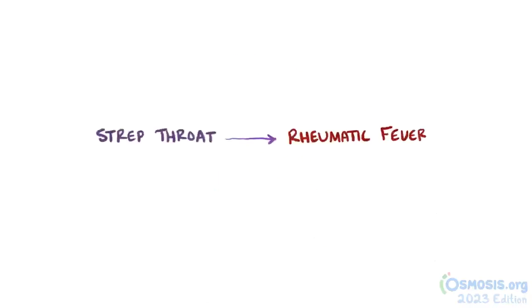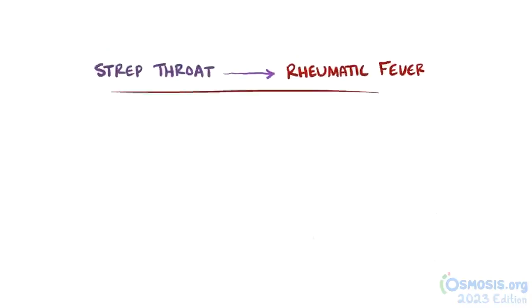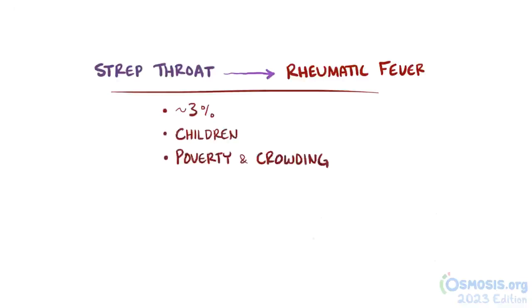Obviously, though, not everyone that gets strep throat gets rheumatic fever, right? And it's actually only a small minority that get it, estimated around 3%. And it's more likely to happen with children or people in areas of poverty and crowding.